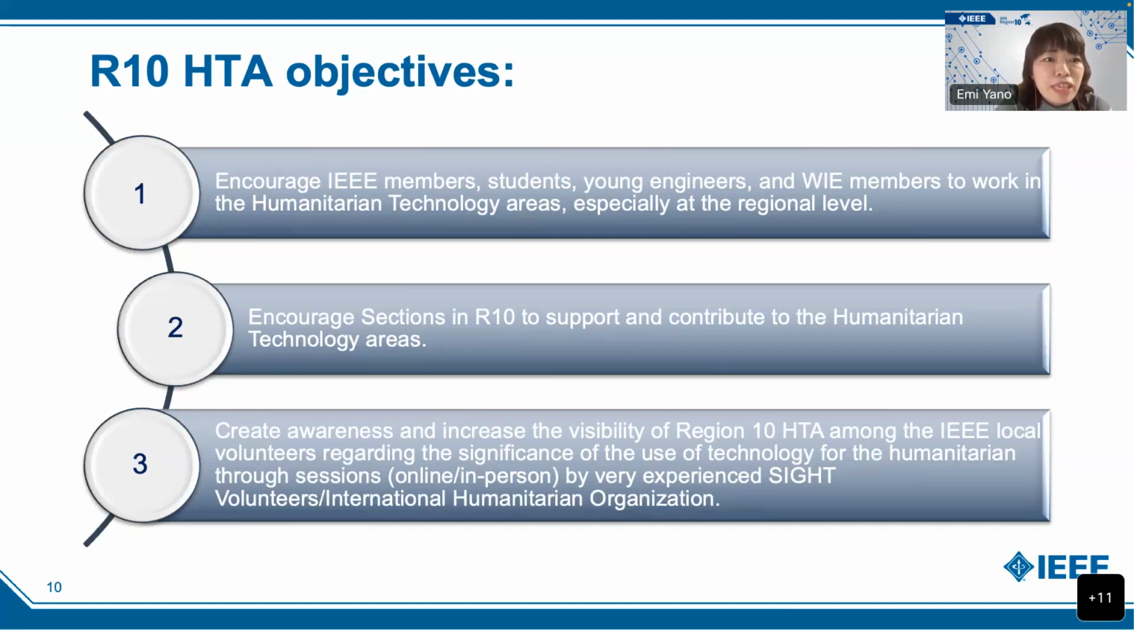And our HTA objectives: number one is to encourage IEEE members, students, young engineers, WIN members, and of course life members to work in the humanitarian technology areas, especially at the regional level. Number two is to encourage sections in Region 10 to support and contribute to the humanitarian technology area. And the third is to create awareness and increase the visibility of Region 10 HTA among IEEE local volunteers regarding the significance of the use of technology for the humanitarian, through sessions like today online and also in person, by very experienced volunteers and international humanitarian organizations.